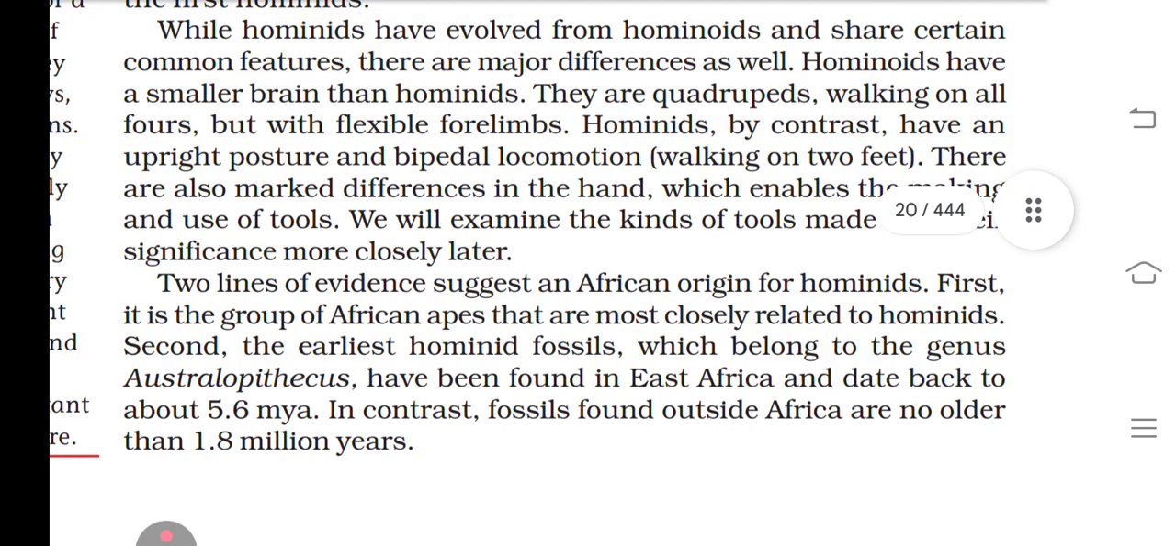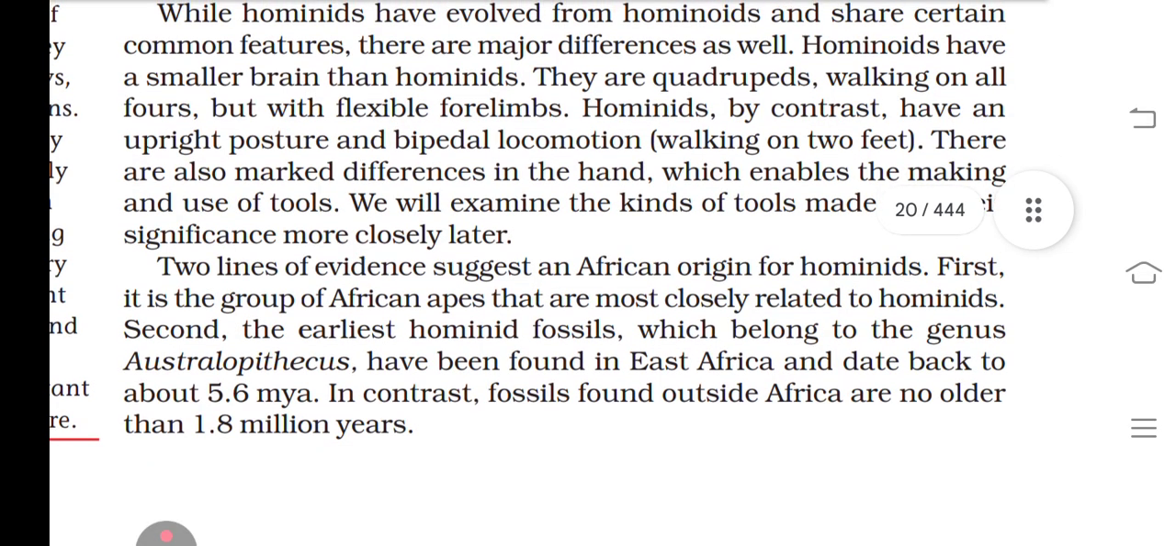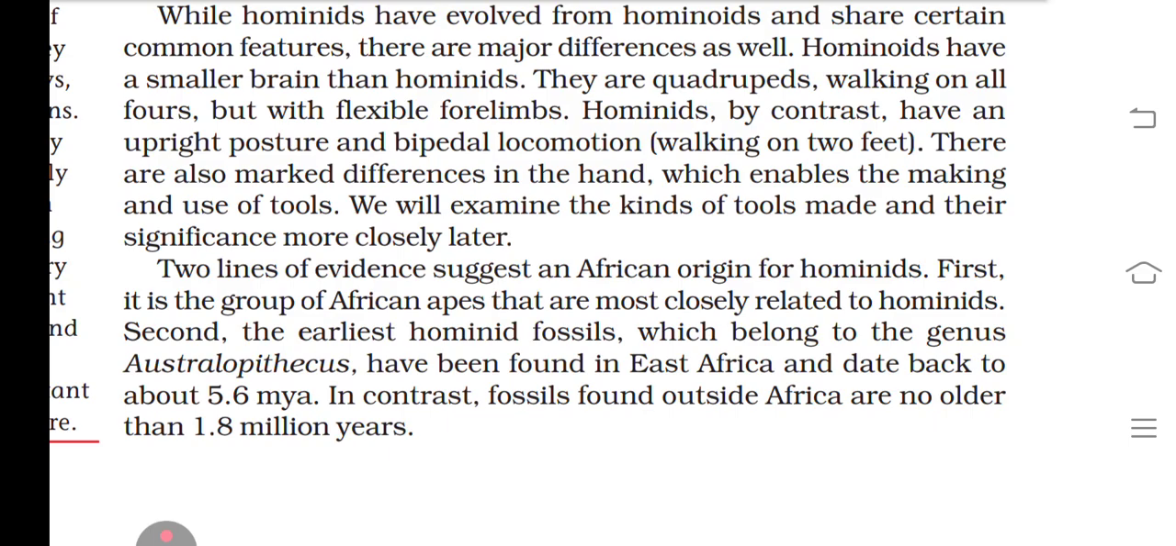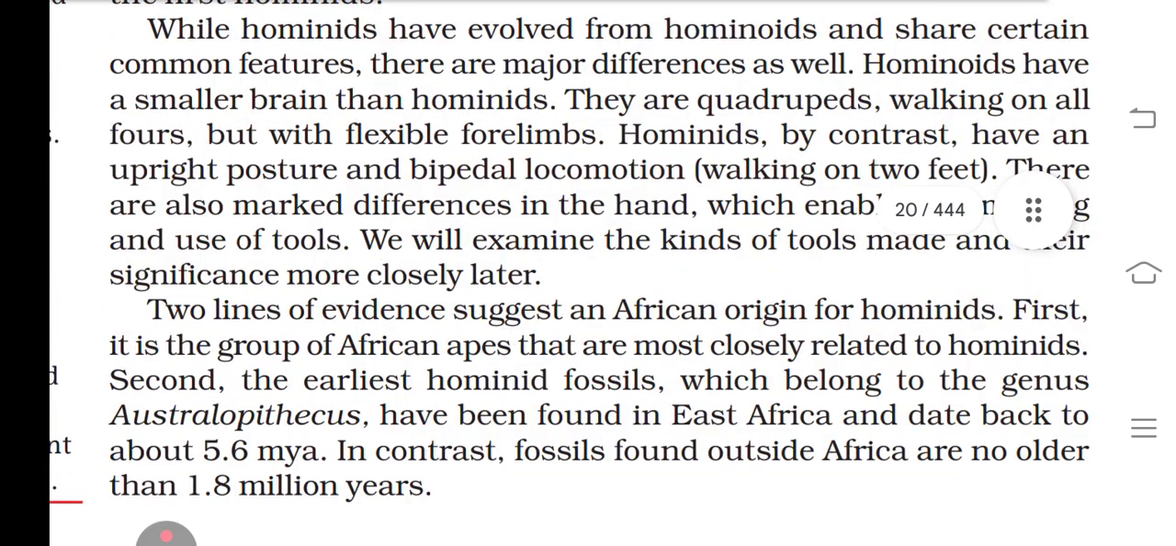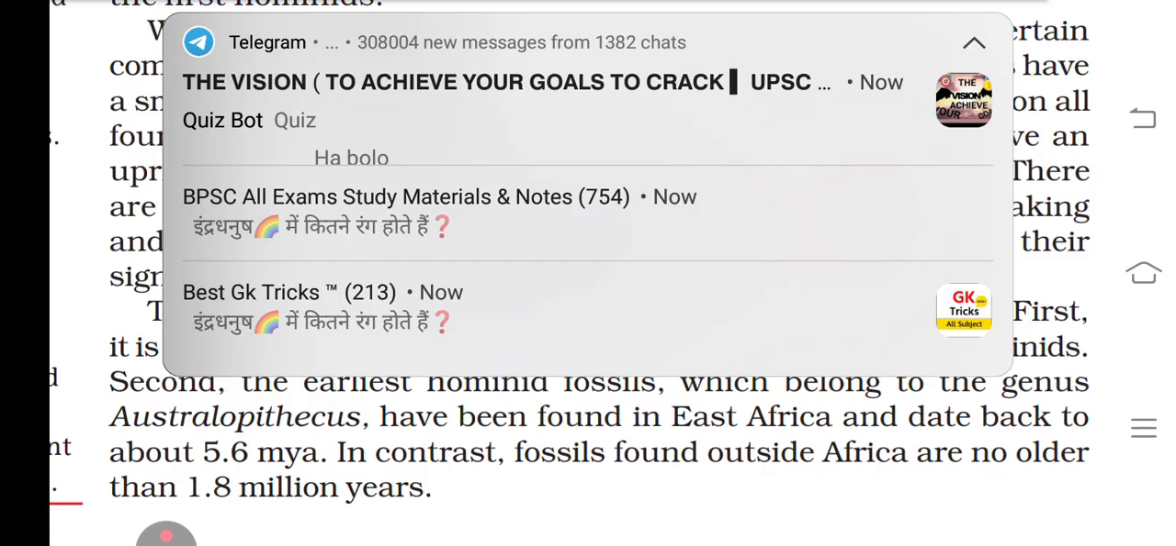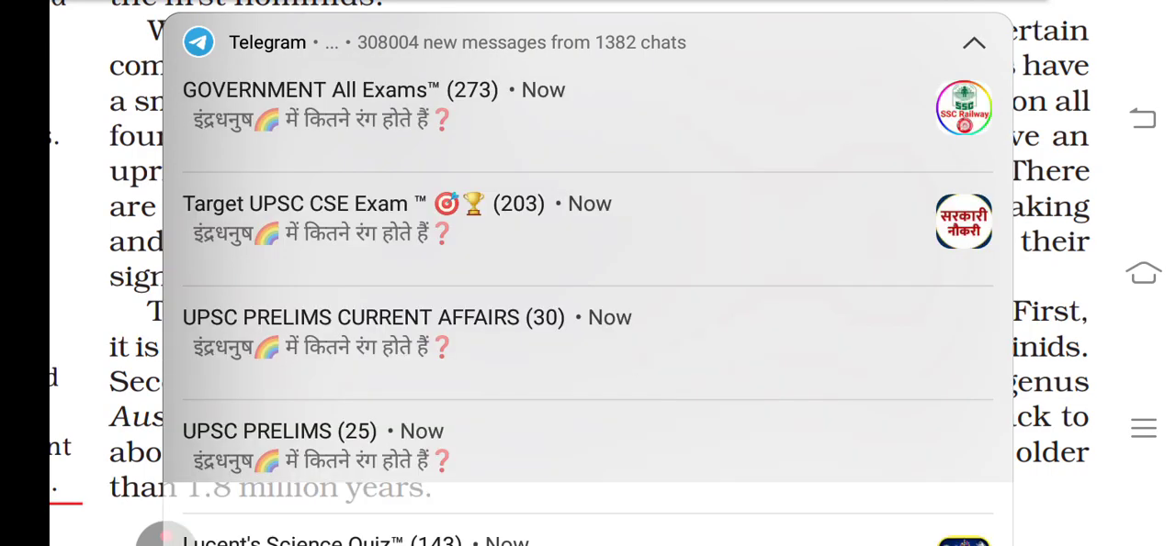While hominoids have evolved from the hominids and share certain common features, there are major differences as well. Hominoids have a smaller brain than the hominids.